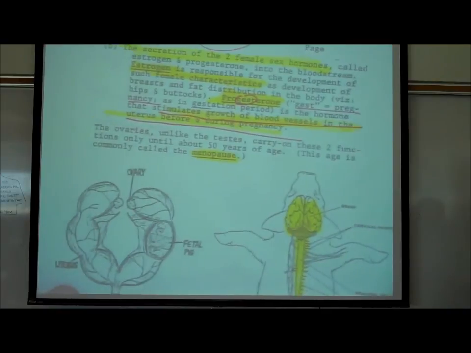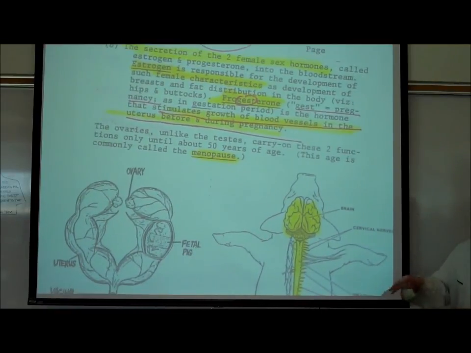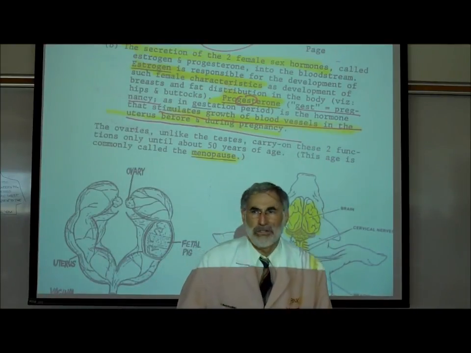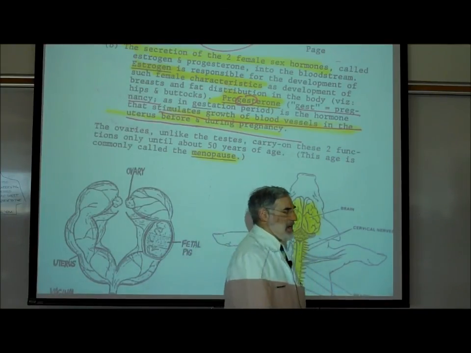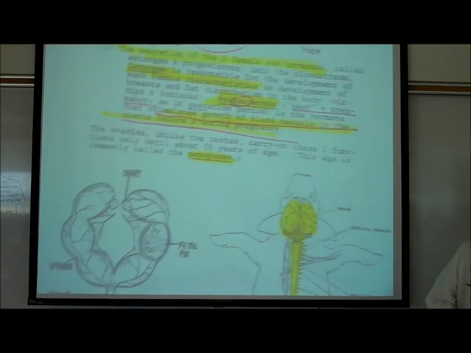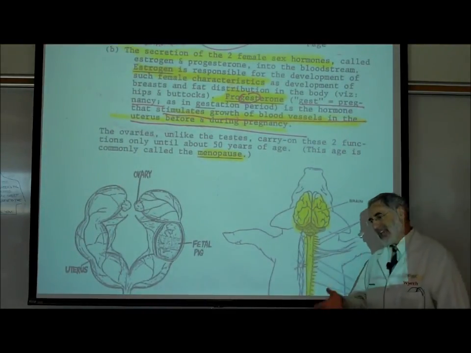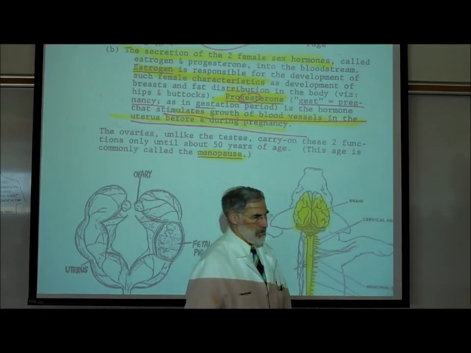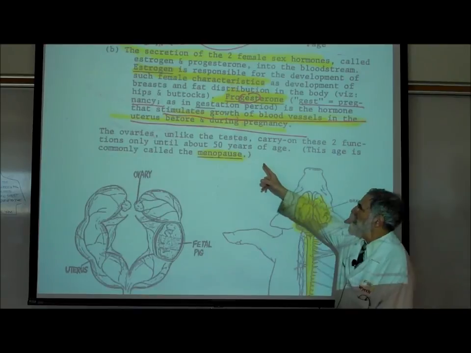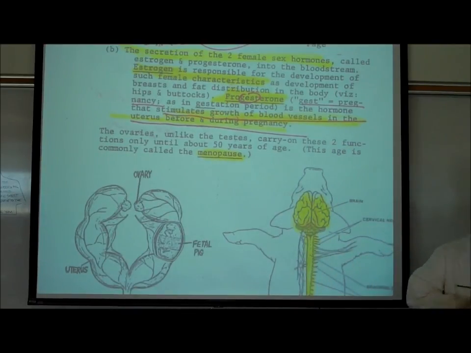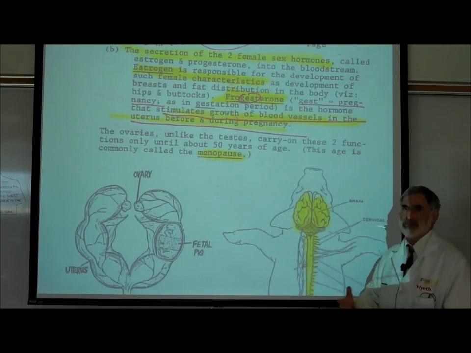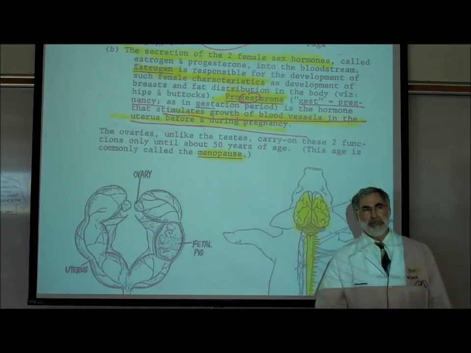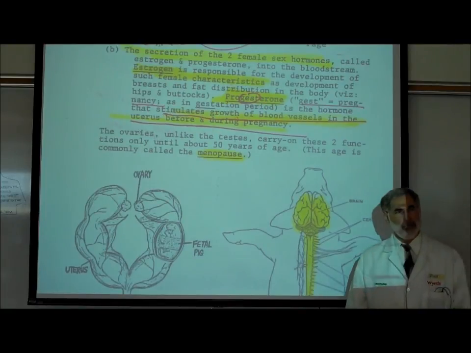Now, the ovaries, we wrote, unlike the testes, carry on these two functions, but only until about the age of 50. And at around age 50, the ovaries stop working. They stop producing eggs, they stop producing those sex hormones, estrogen and progesterone, and that's called menopause. Menopause is when there's a pausing, a stoppage of the whole menstrual cycle and reproductive function. So this is commonly referred to as the reproductive biological clock of women.